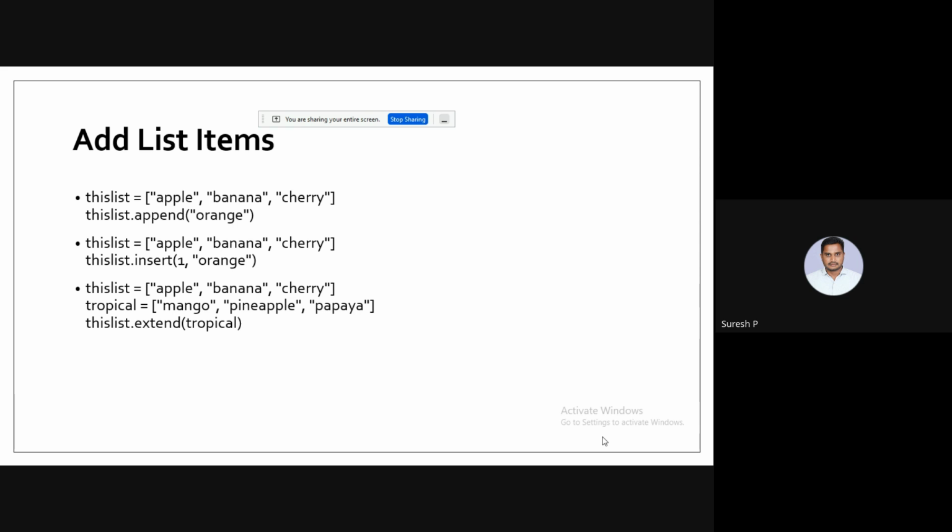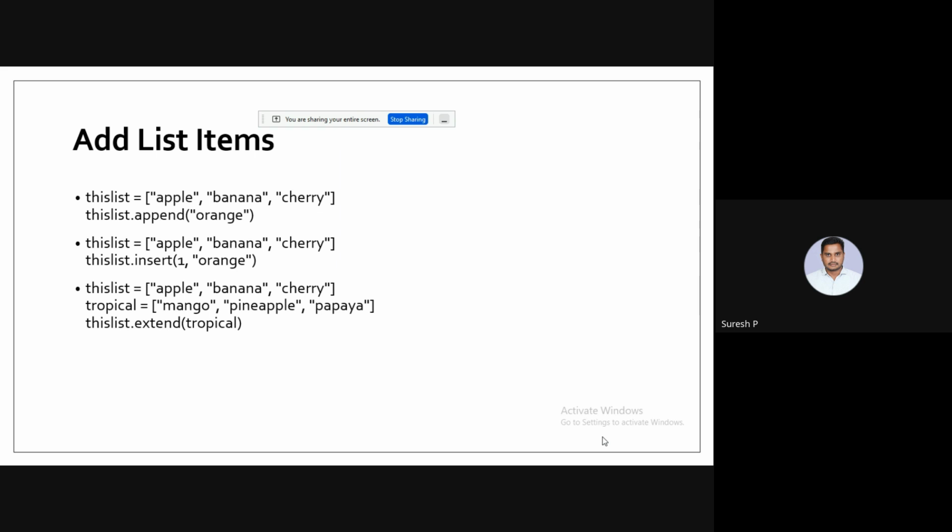With respect to list also, we are having a lot of predefined functions. We are going to discuss them. With the help of those predefined functions, we can easily add elements into the list. First, we are creating a list like this, for example, apple, banana, and cherry. Then if you want to add one more element to the existing list, that is also possible.